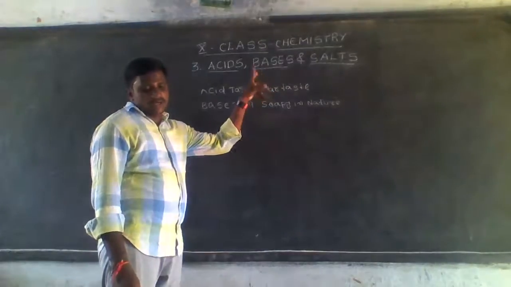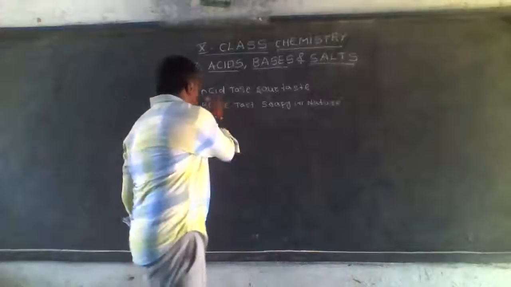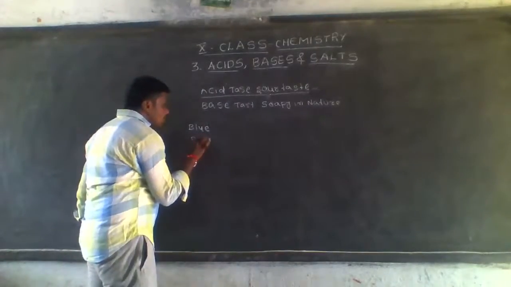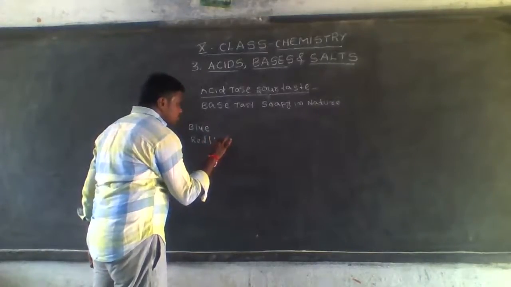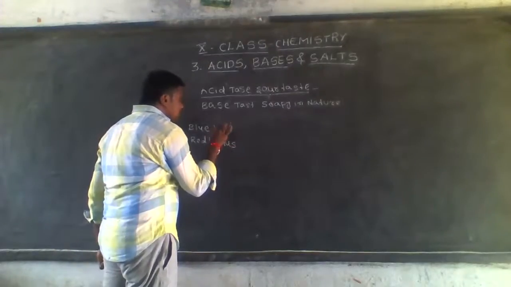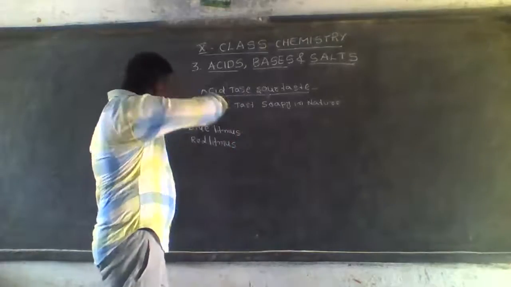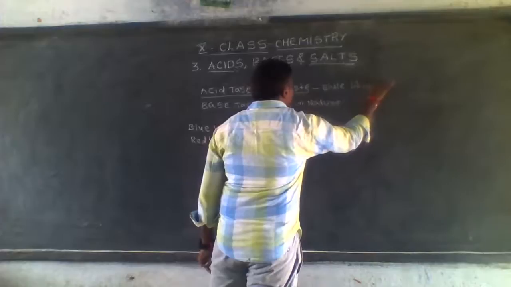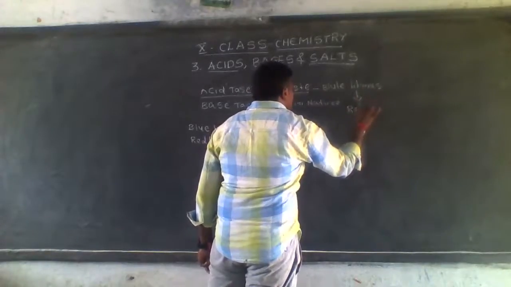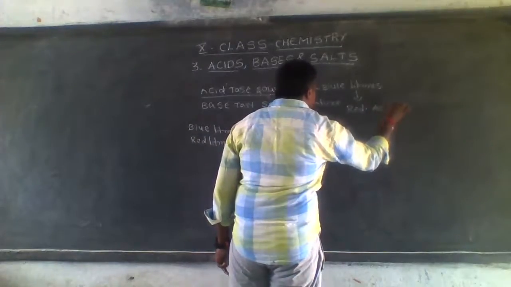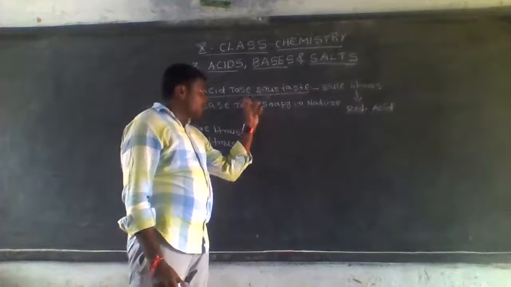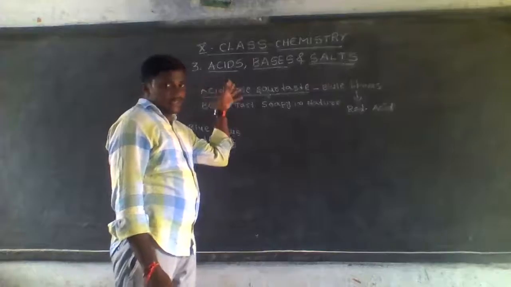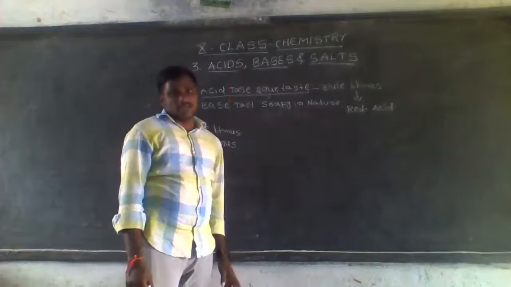And acids convert blue litmus paper into red litmus. So, litmus paper: blue litmus paper and red litmus paper. In acids, blue litmus paper is converted into red, so that is how acid is identified. You already read this in 7th, 8th and 9th classes, and you do in 10th class also.